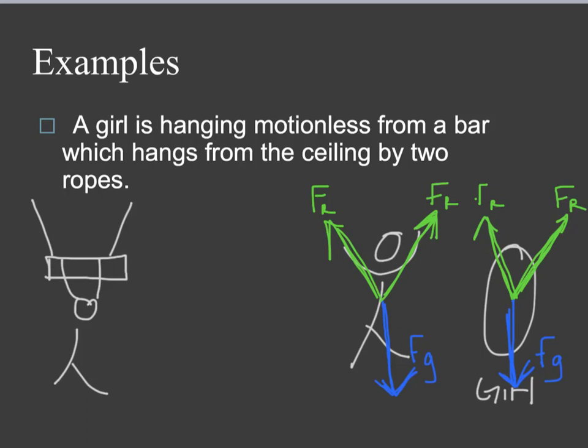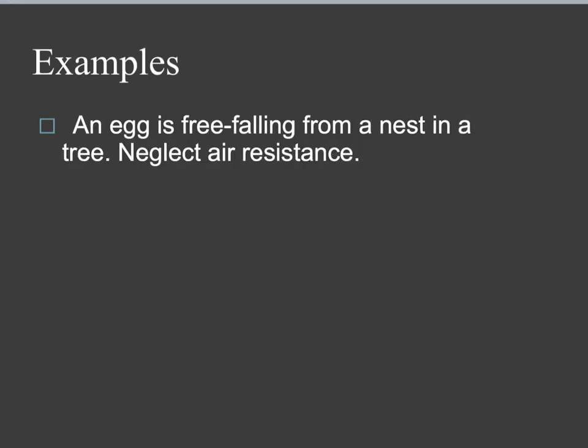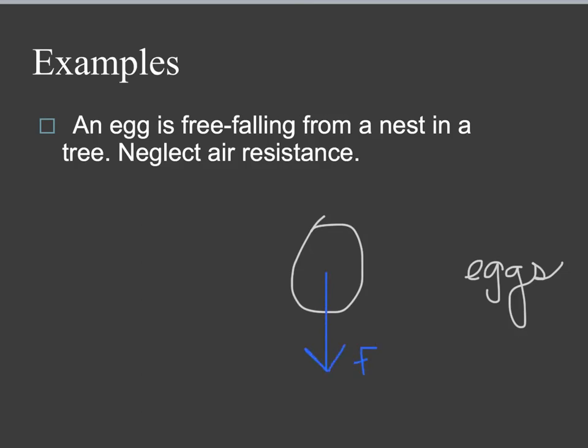We're going to look at one more example here. This time we have an egg that's free falling from a nest in a tree, which is very sad for the egg, right? Because we know it's going to break. So we're going to start with our egg. An egg really does look like a blob, so it saves those of us who can't draw. Okay? And it's falling. So we know that the force of gravity is acting on this egg.